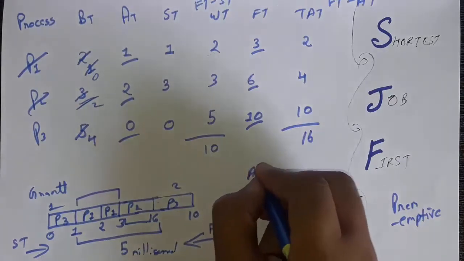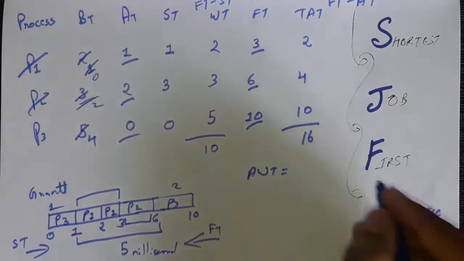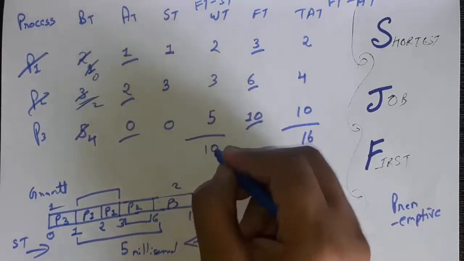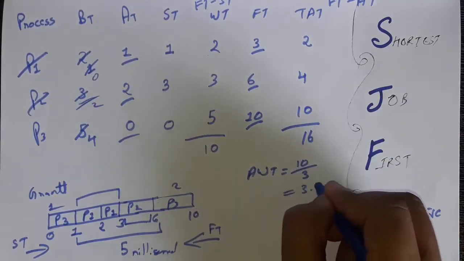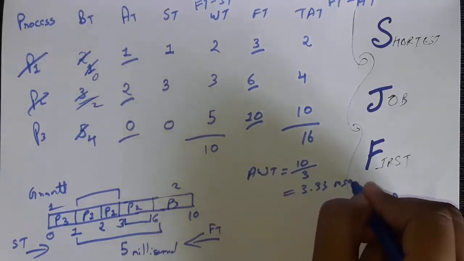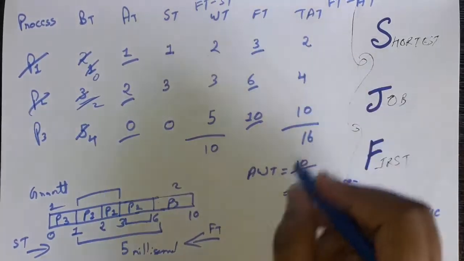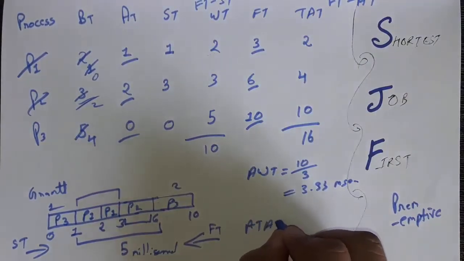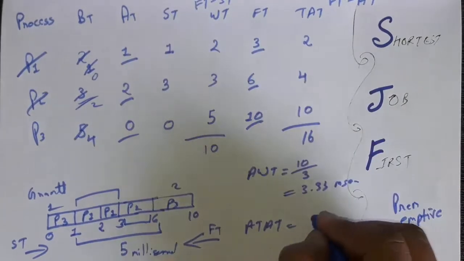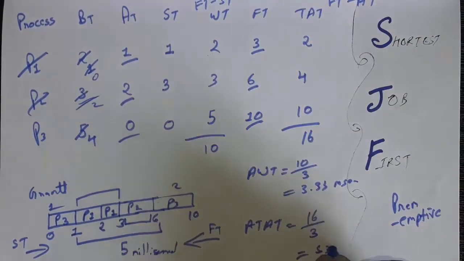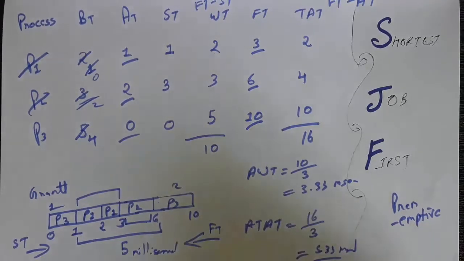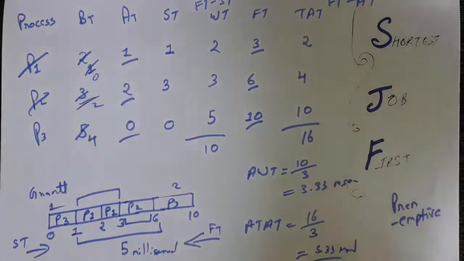And now to find the average waiting time, which is asked in the question: the sum of waiting time is 10 and the total processes are 3, so the answer will be 3.33 milliseconds. And for the average turnaround time, the total time is 16, the processes are 3, and the answer will be 5.33 milliseconds. So this is how you can use the preemptive method of solving the shortest job first CPU scheduling method.